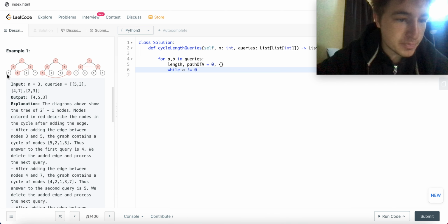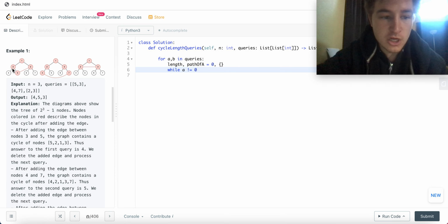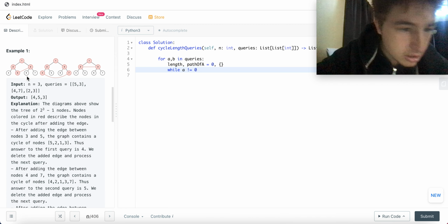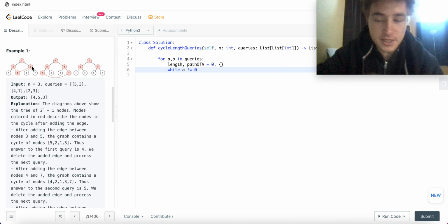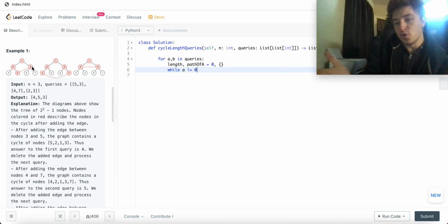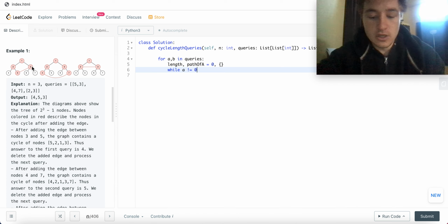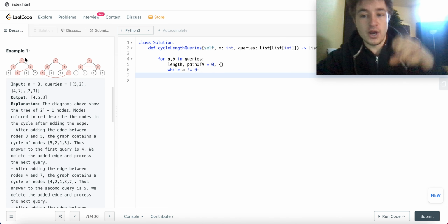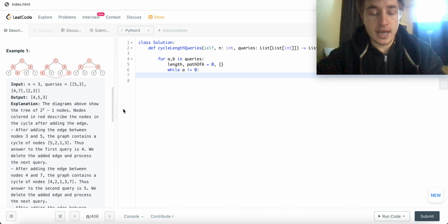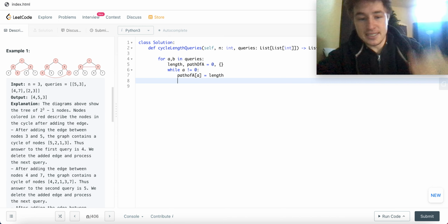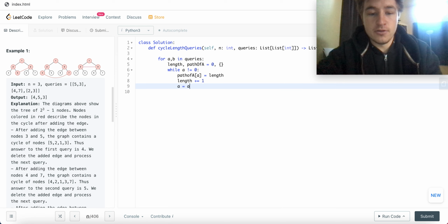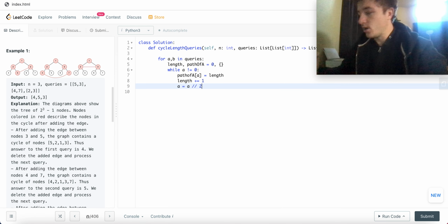Because notice we can find someone's parent just by dividing by 2, right? 4's parent is 2. 2's parent is 1. 5, if we floor divide by 2, we get 2, right? 6, if we floor divide by 2, we get 3. So if we floor divide a node's value by 2, we'll always get the parent. So while A is not 0 means that we just looked at 1 and we got 0, so we've traversed the whole system. We'll say, okay, the path of A at A equals length. That's how long it takes to get to that node. And then we add 1 to length. And then we set A to A's parent by floor dividing by 2. Okay?